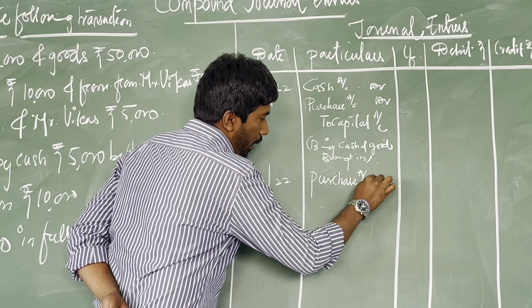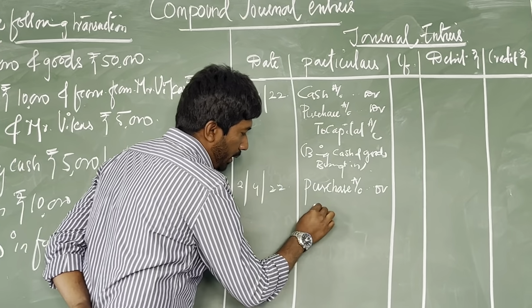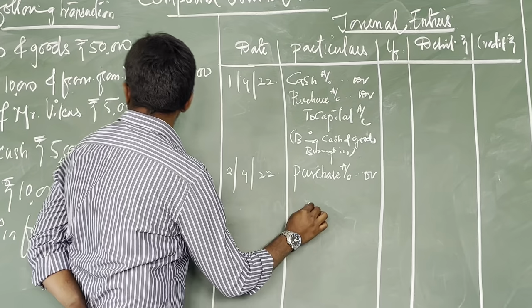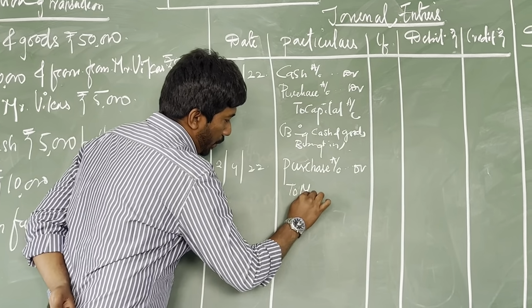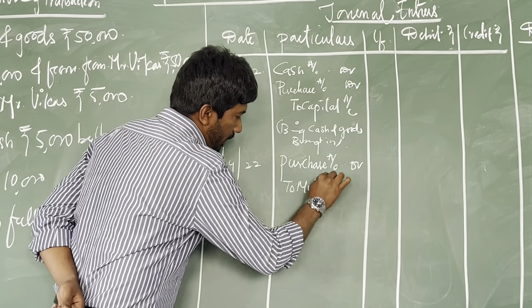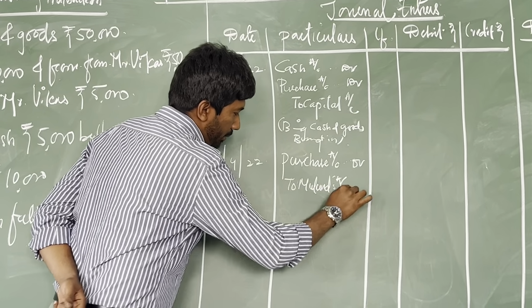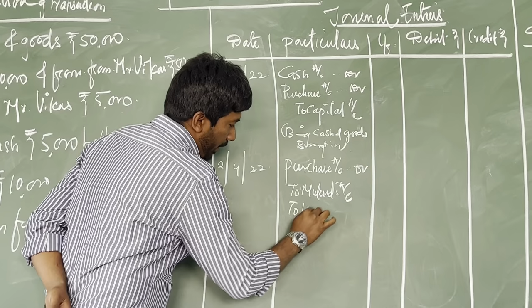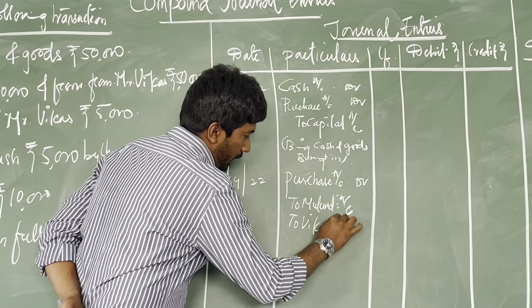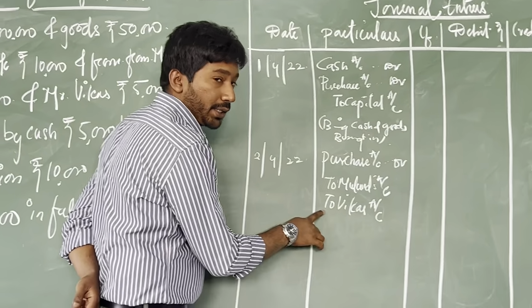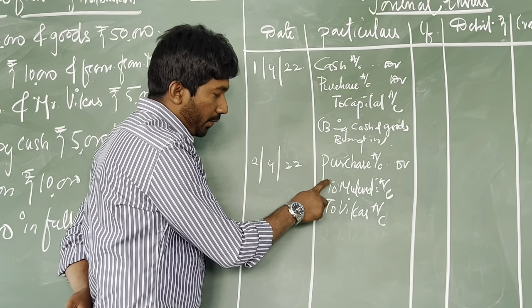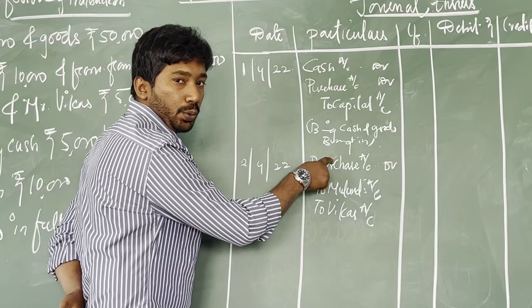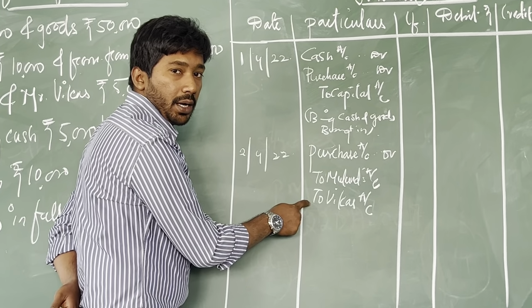Purchase account debit to Mukund's account and Vikas's account. So they are actually known as creditors. We have taken goods from them on credit. We need to repay them. So they are our creditors.